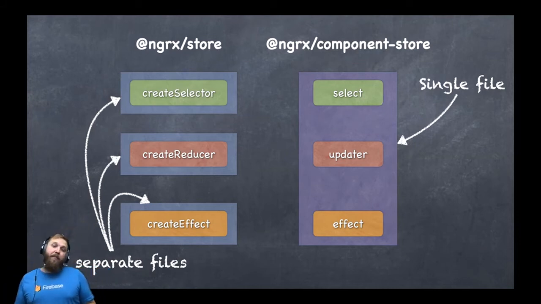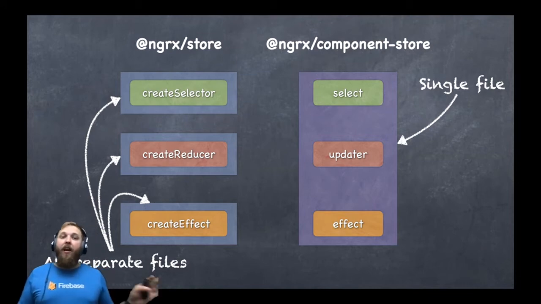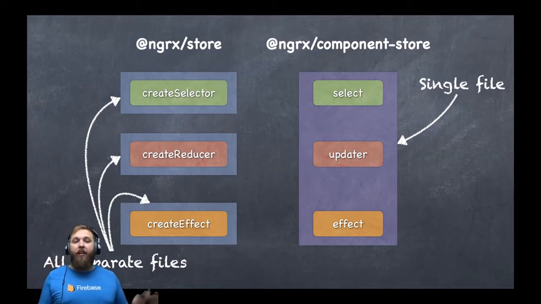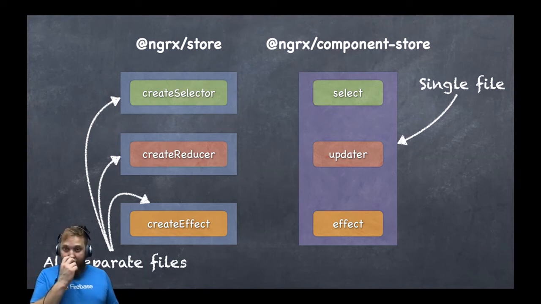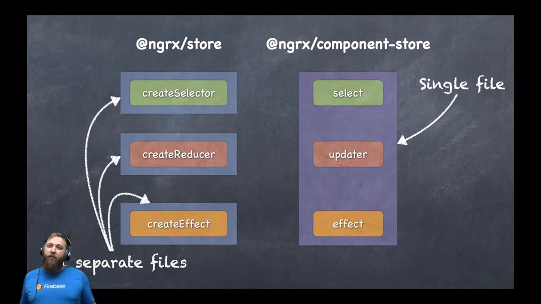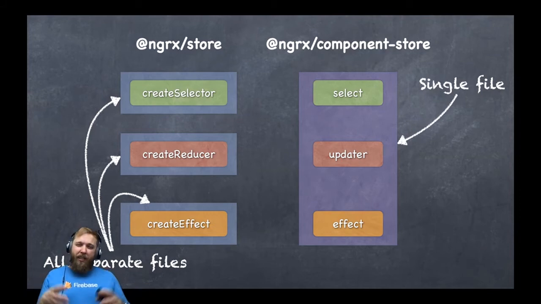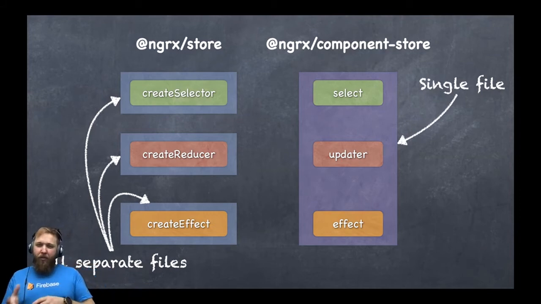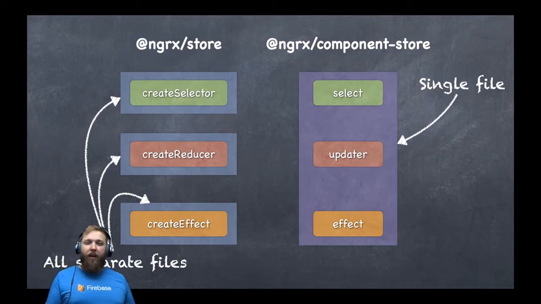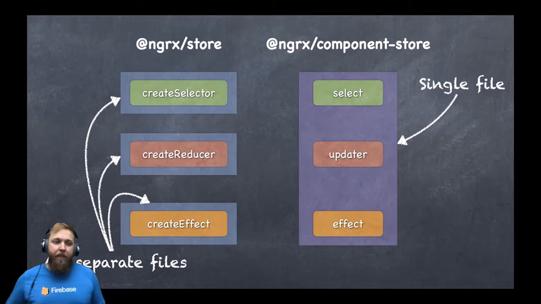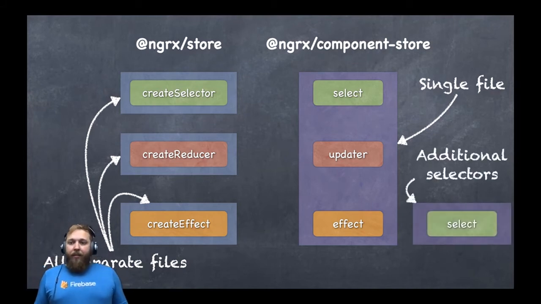You can create a number of selectors. If you have too much in one file, you can just create a second file and create more selectors in there. While in the component store, if you're trying to push a lot of state into the same component store, your file will start to grow with a lot of updaters and effects and selectors within that file. So you have to be cautious there.